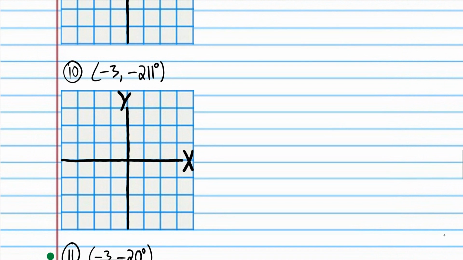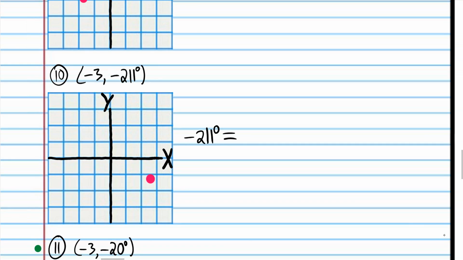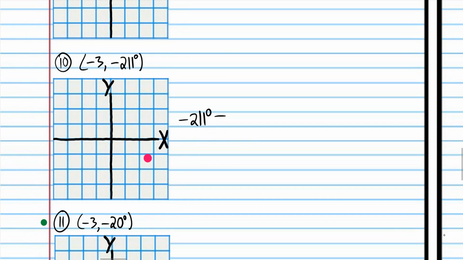So let's try one more of these. So we're going to move 3 units to the left, and then we're going to rotate counterclockwise negative 210 degrees. So this is 180, and then a little bit more, and it's going to be something like that. So our point's going to be somewhere around there, and we need to do the math to convert negative 210 degrees to radian units. So we're going to multiply by pi over 180 degrees.